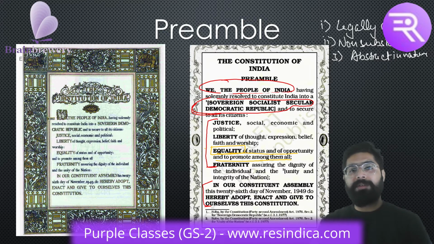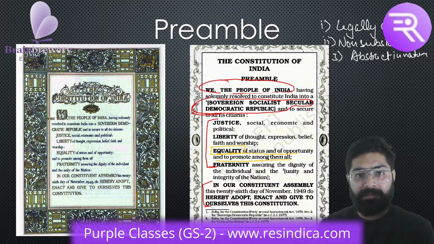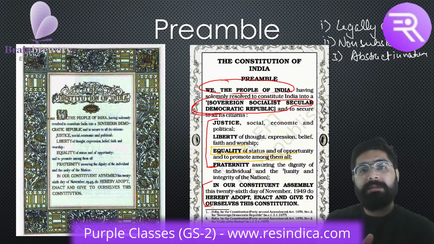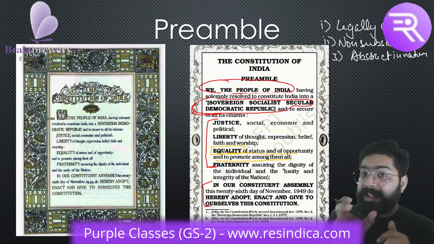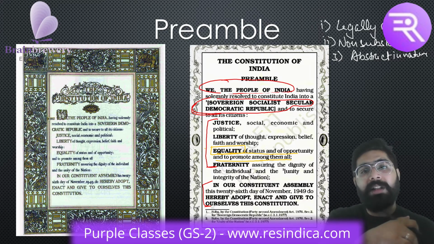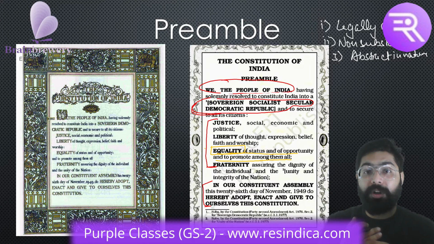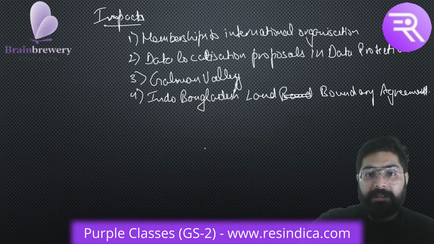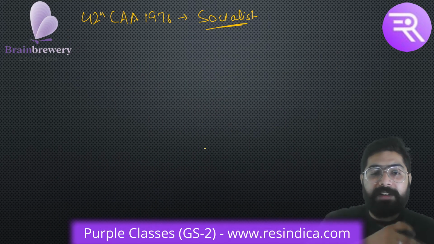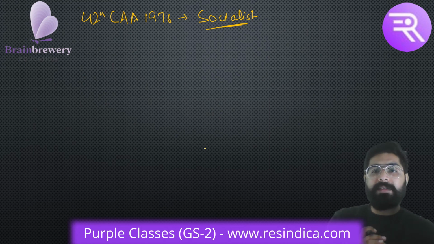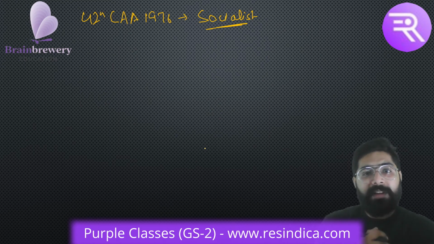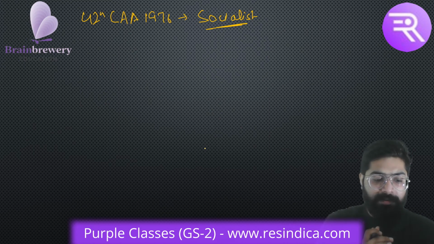So the framers of the constitution did not want it to be added explicitly, but they mentioned it. That type of socialism is mentioned in the preamble itself, not even the constitution, the preamble itself. It was added by the 42nd Constitutional Amendment Act in 1976. The same happened with secularism. I will be discussing the same.